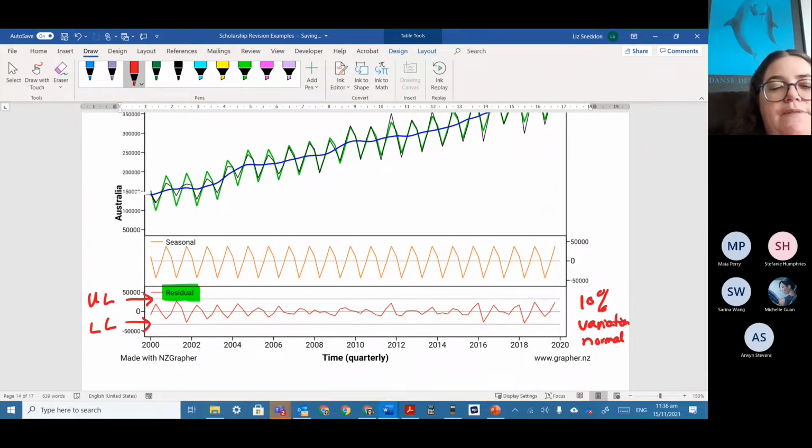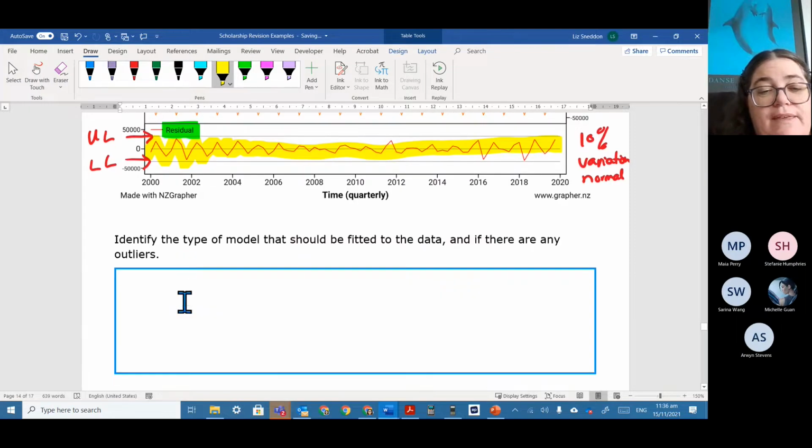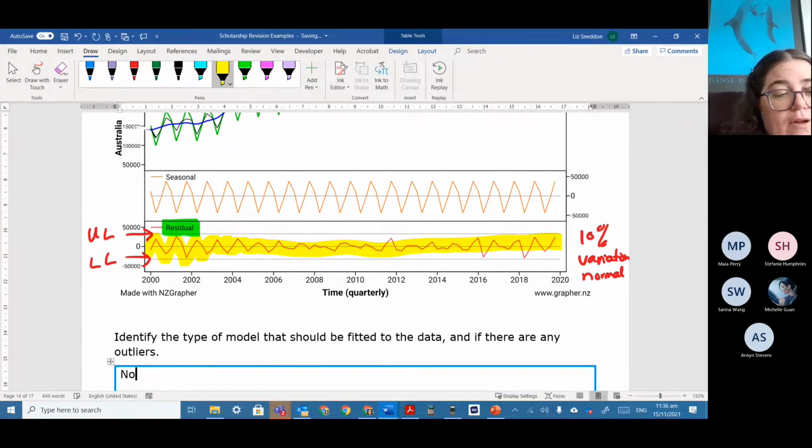And so what we want to do is identify, are there any points that have gone outside this normal amount of variation? And when I look at that data there, so when I follow the data, it all looks like it is staying within those limits. There's nothing that's gone outside of the limits. So, do I have any outliers? No. No, I certainly don't. So that's what I'm just going to say there. So the first thing I'm going to say, there are no outliers as the residuals are all within the limits.